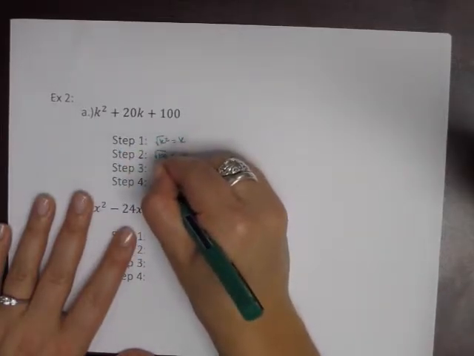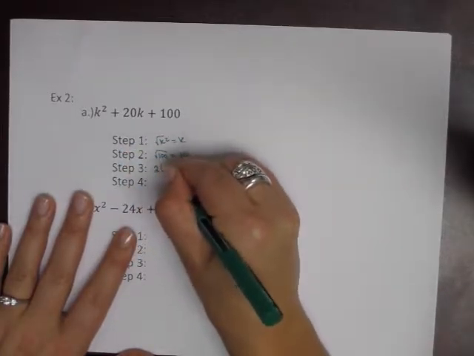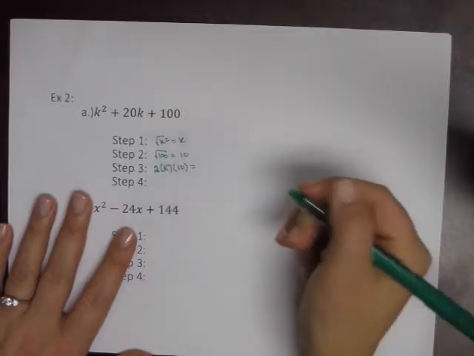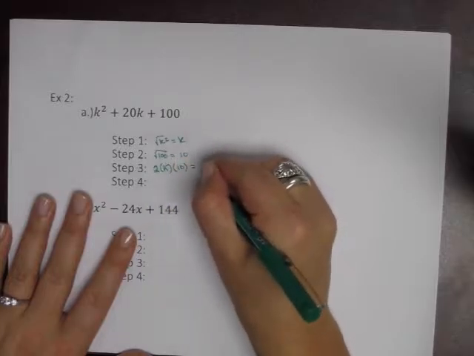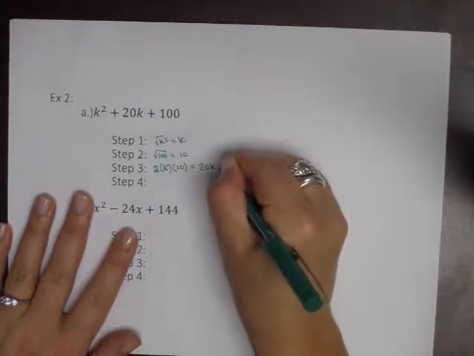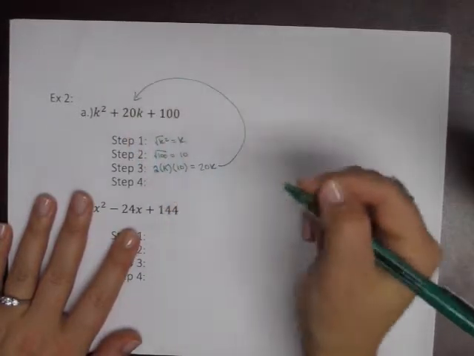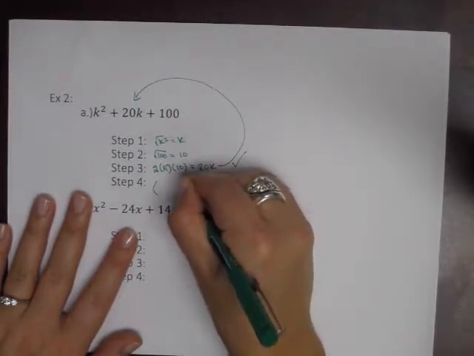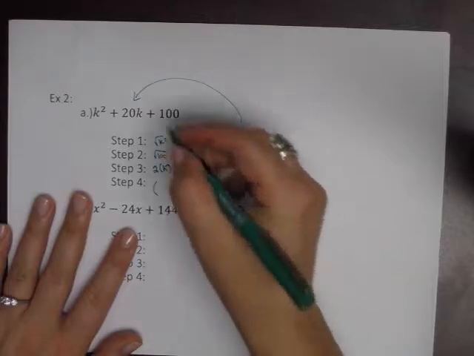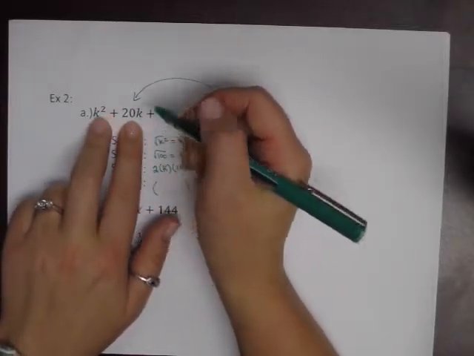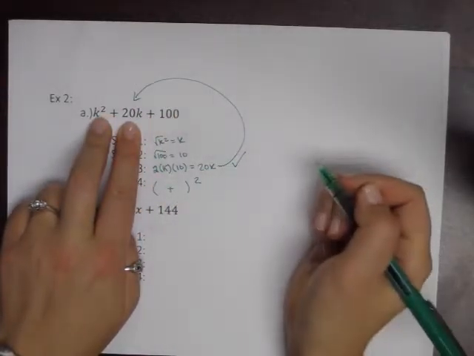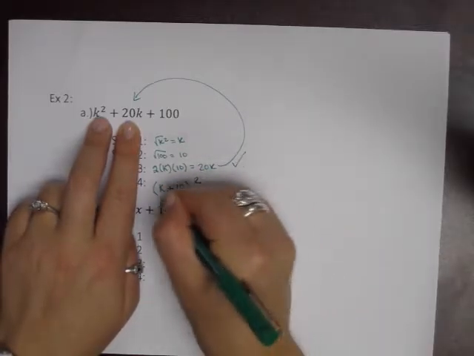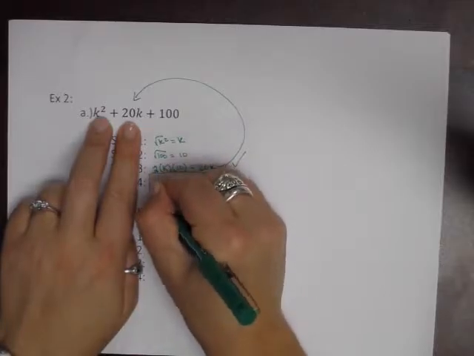Step 3, the most important step, is I'm going to go 2 times step 1 times step 2. And that is always how it's going to be. So 2 times k times 10 is 20k, and I check it with my middle term, and it absolutely checks out. If it checks out, then I write my binomial squared. Between my first and second term, it's positive, so I go plus, and then I just plug in k and 10, and I'm done.